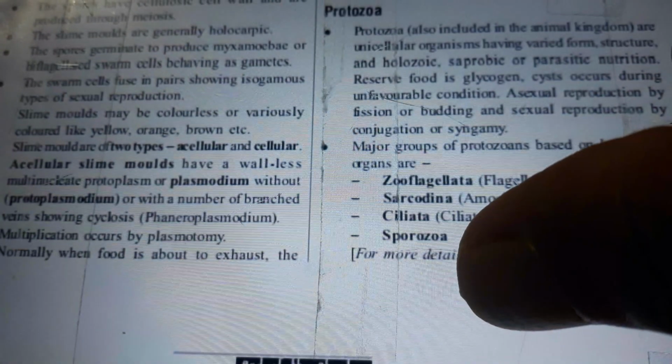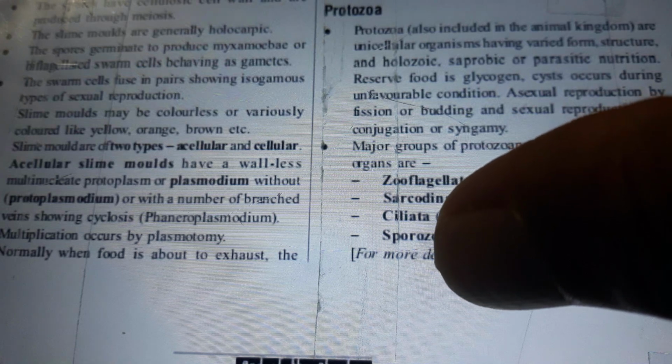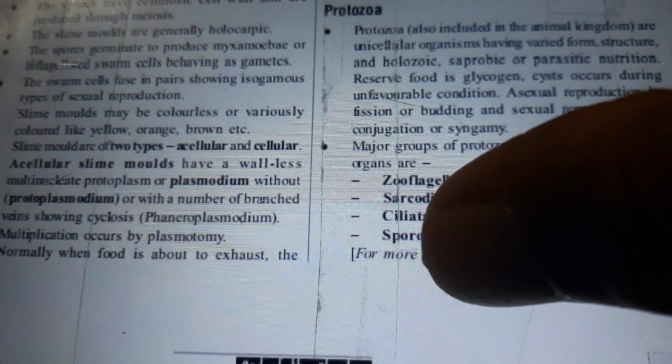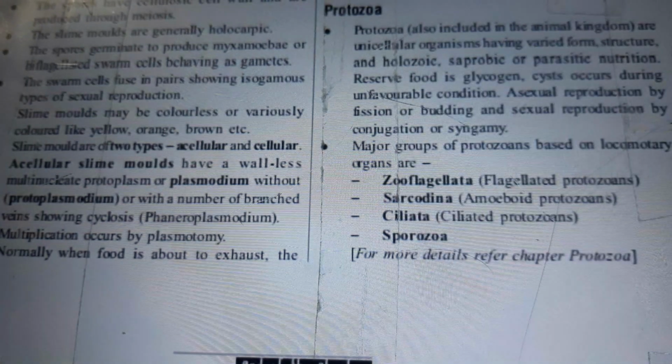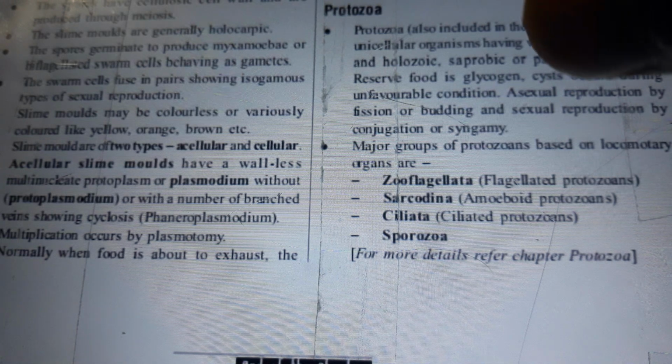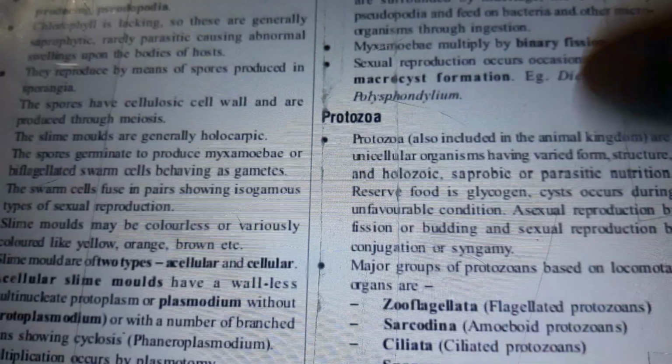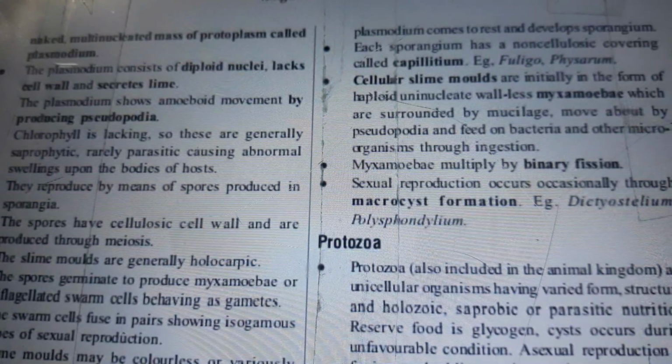Slime molds are of two types, acellular and cellular. Acellular slime molds have a wall-less multinucleate protoplasm or plasmodium, with or without a protoplasmodium, or with a number of branched veins showing cyclosis. Plasmodium multiplication occurs by plasmotomy. Normally, when food is about to be exhausted, the plasmodium comes to rest and develops sporangium. Each sporangium has a non-cellulosic covering called peridium, for example Fuligo and Physarum.